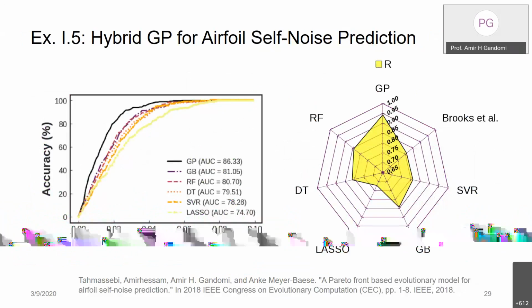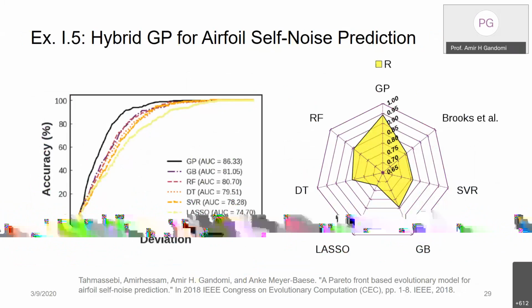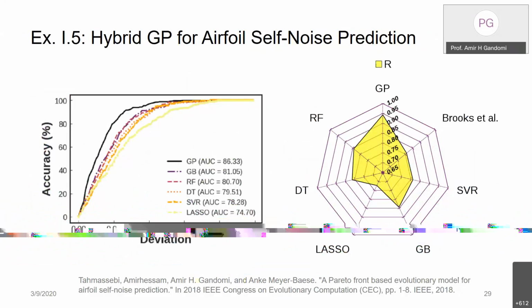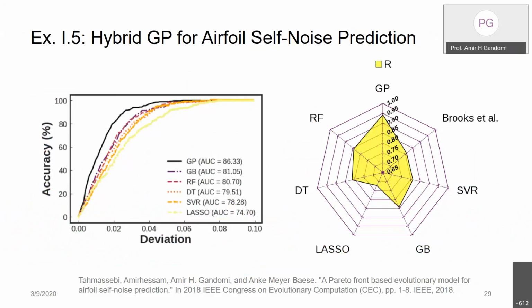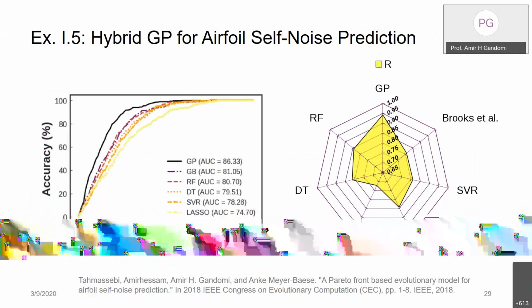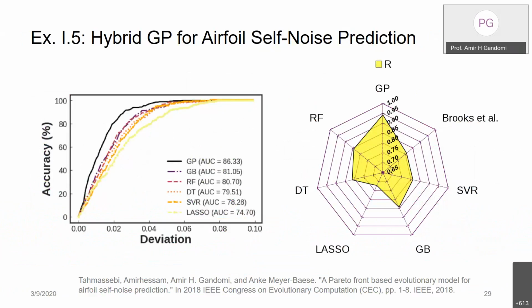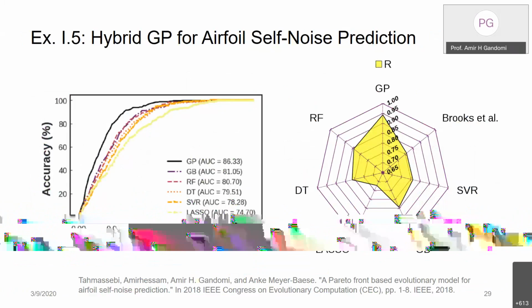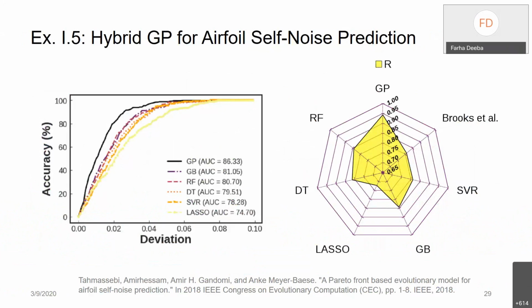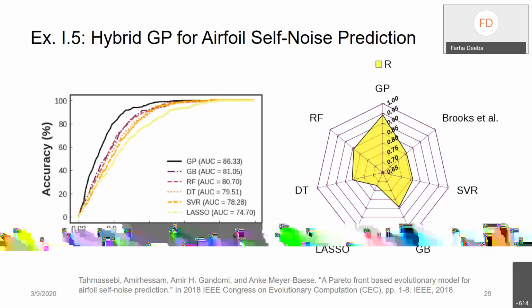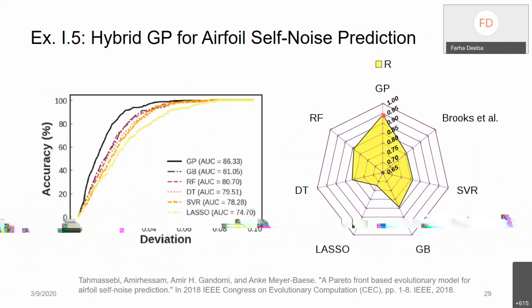Or this is another case which NASA is also interested in. It is airfoil self-noise prediction. There are some analytical models for this problem, like Brooks, and there are some machine learning models developed for it, like random forest, decision tree, lasso, etc. But GP in this case can also outperform the others.